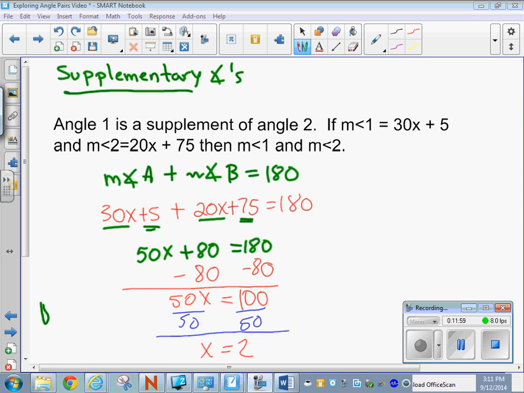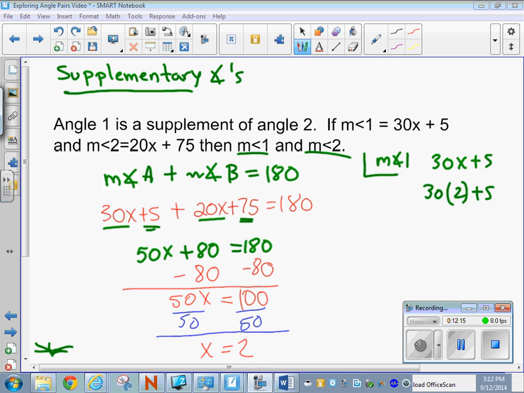And there you have it. X equals 2. Number one, wrong answer. Why? Because they didn't ask me for what X was equal to. They asked me to find the measure of angle 1 and 2. It's an angle, so I'll put 65 degrees.